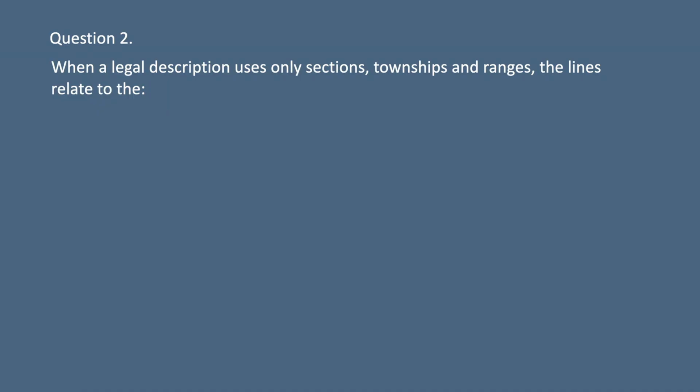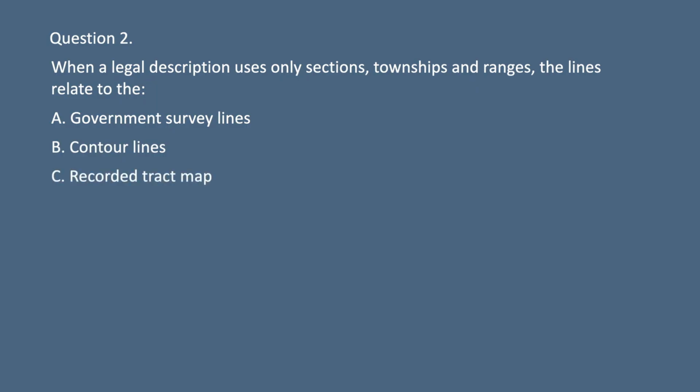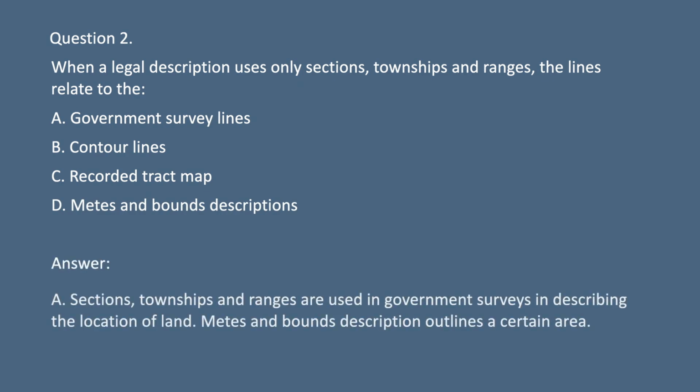Question 2. When a legal description uses only sections, townships and ranges, the lines relate to the A. Government survey lines, B. Contour lines, C. Recorded tract map, D. Metes and bounds descriptions. Answer: A. Sections, townships and ranges are used in government surveys in describing the location of land. A metes and bounds description outlines a certain area.